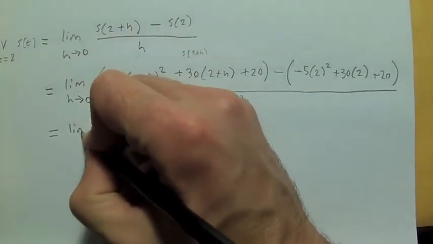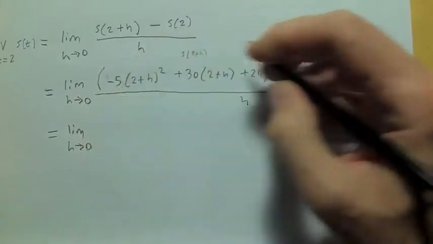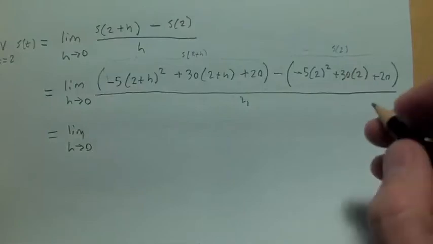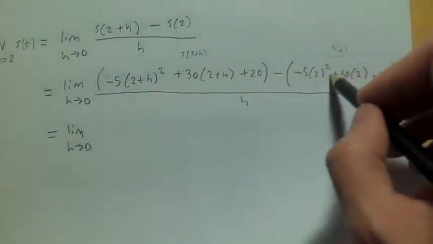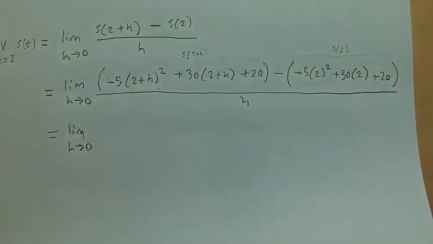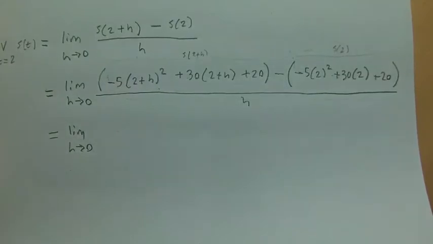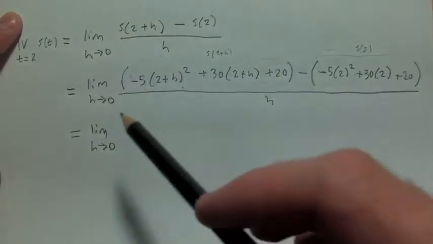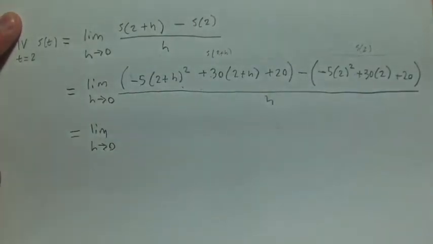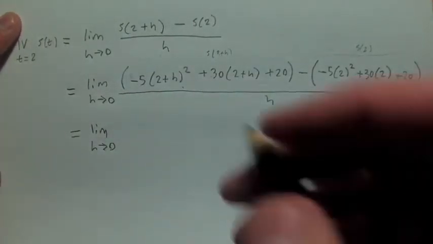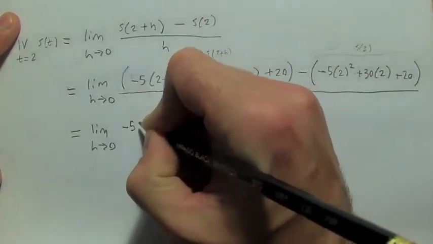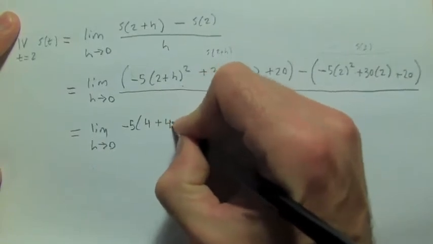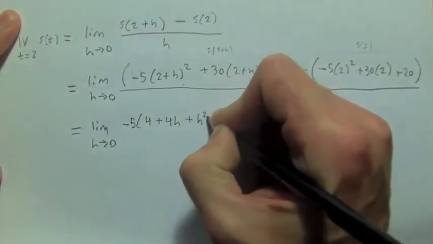So this is s of 2. Now I put the whole thing in parentheses. I suggest you do too, both pieces, just so you don't make any mistakes. All right? So now we're going to FOIL this stuff out, and let's see what we get here. We're going to get negative 5. We FOIL this out, it'll be 4 plus 4h plus h squared.